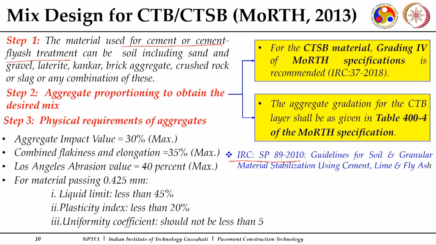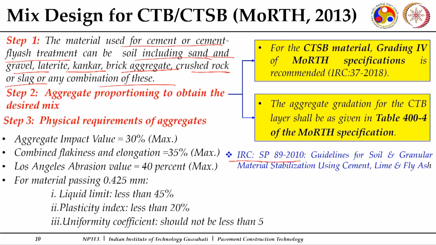So you can have cement treated subbases as well as cement treated base courses, and both are mentioned in our IRC 37 guidelines for flexible pavements. It says the material used for cement or cement fly ash treatment can be soil, including, as I mentioned, soil treated with cement, fly ash, lime, or a combination of lime and fly ash. It can be gravel, kankar, brick aggregate, crushed rock or slag, or any combination of these materials. So their combination can be attempted and worked out.